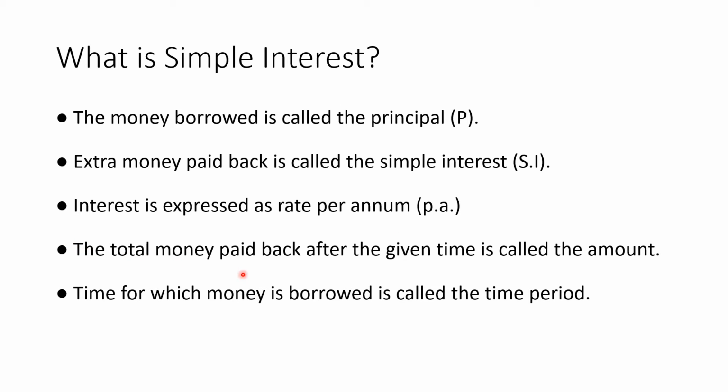And the total money paid back after the given time is called the amount. That is, we are going to pay back the lender along with the original principal and the simple interest. So both together is called the amount. And the time for which the money is borrowed is called the time period. Remember, these are the terminologies that are involved with simple interest. Principal P, simple interest SI, rate per annum R, and the total money is the amount A and the time, which is the number of years N.